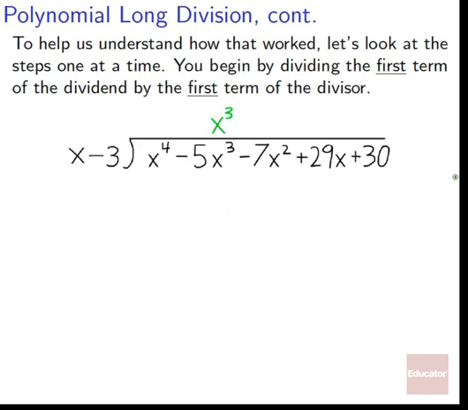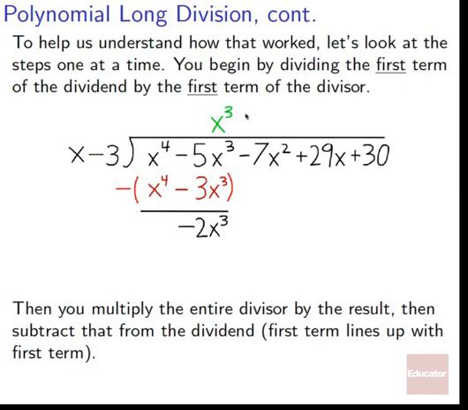You begin by dividing the first term of the dividend by the first term of the divisor. So our dividend is this thing right here. Its first term is x to the fourth. The first term of our divisor, the thing doing the dividing, is x. So how many times does x go into x to the fourth? Well, if we're confused by the exponents, we've got x times x times x times x over x. So one pair of them knock each other out, and we've got x cubed, x times x times x. Great, so that's why the x cubed goes here. It's our very first thing that happens.